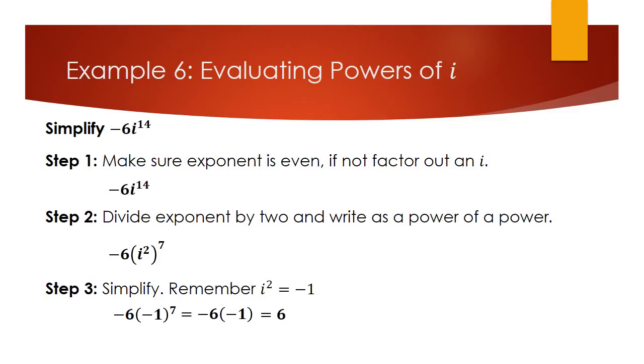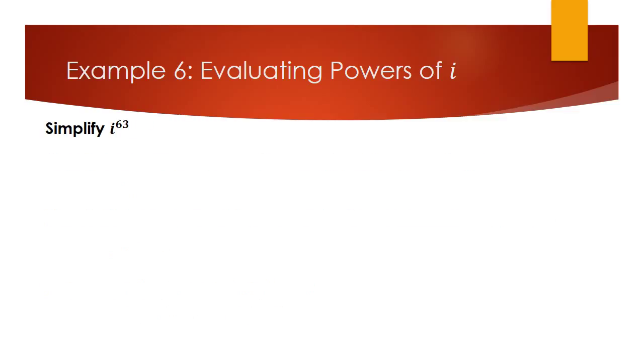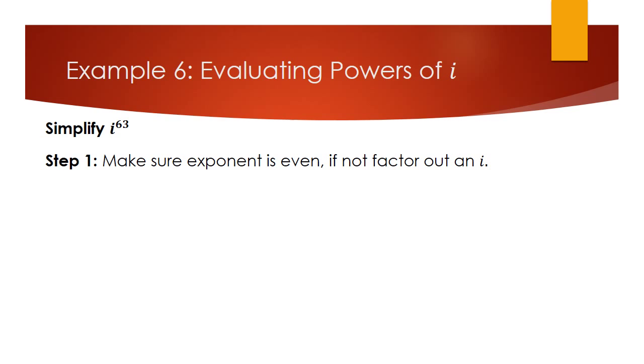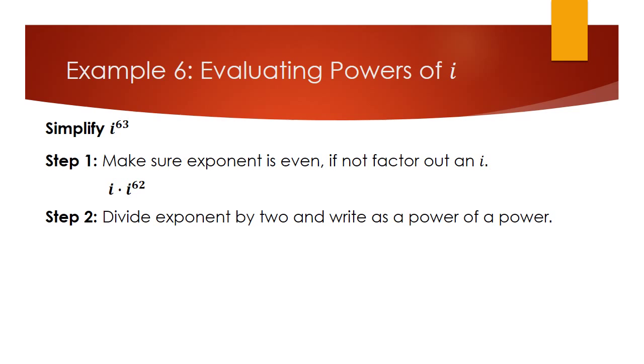All right, let's look at the next one. Simplify i to the 63rd. Same steps. Make sure the exponent is even. If not, factor out an i. So in this case, we can factor out an i, so it's going to be i times i to the 62nd. Now, same process. Divide the exponent by 2 and write it as a power of a power. 62 divided by 2 is 31. So i squared in parentheses raised to the 31st power.